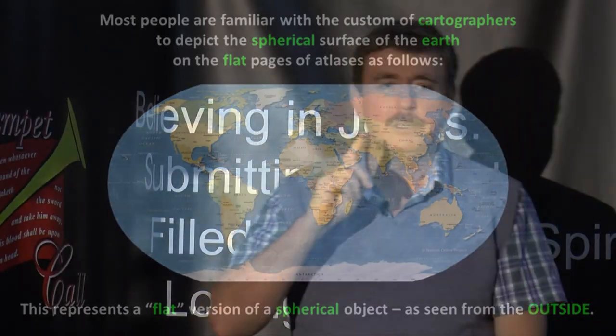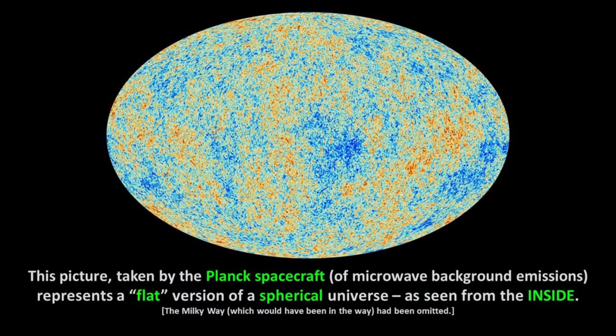Now you're going to see a picture of a spherical object seen from the inside, portrayed in the same fashion. And that's the picture. This picture, taken by the Planck spacecraft of microwave background emissions, represents a flat version of a spherical universe. That picture that he took right around everything that he could see, as seen from the inside. The Milky Way, which would have been in the way, had been omitted.